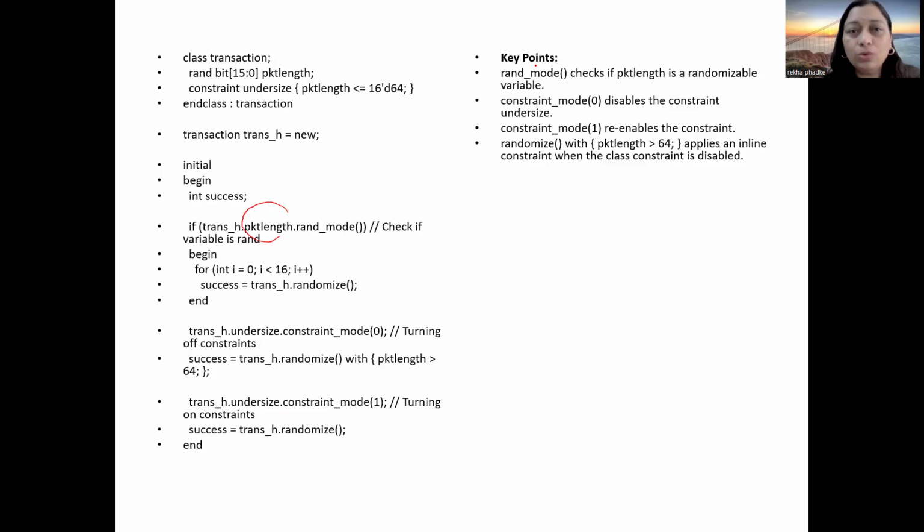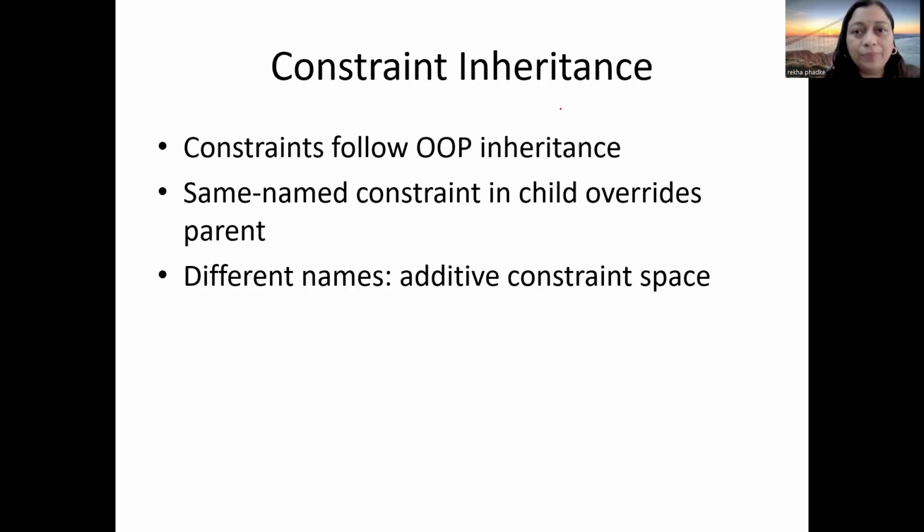So that's about the way in which you can use inline random, then the rand mode to understand whether any variable is randomized or not, and constraint mode to turn the randomization constraint feature on and off on a variable. Okay, so you can just run this code and see how they actually work. So that's about how controlling constraints happen in System Verilog.